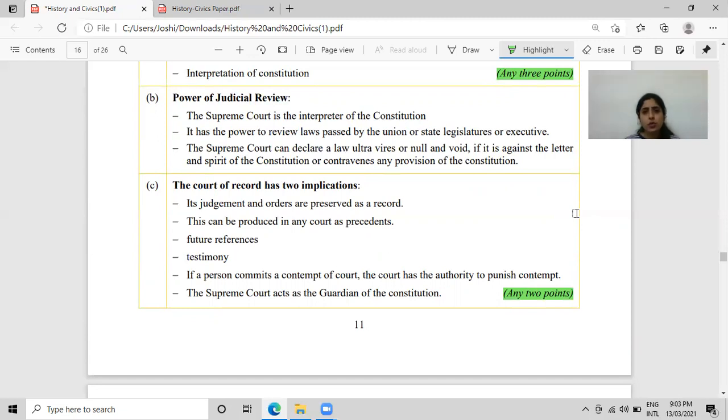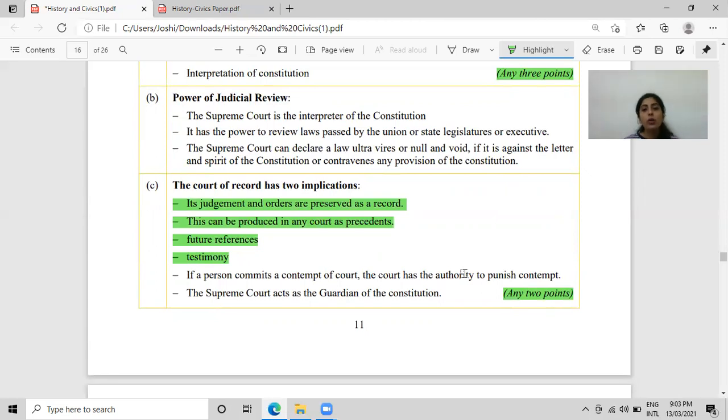So 6 points are given for the 4 marks question, that is Supreme Court as a court of record. You need to mention any 4 points, students, but over here they have written any 2 points. It is by mistake. It is any 4 points, okay? So make sure to mention any 4 points for the 4 marks question.